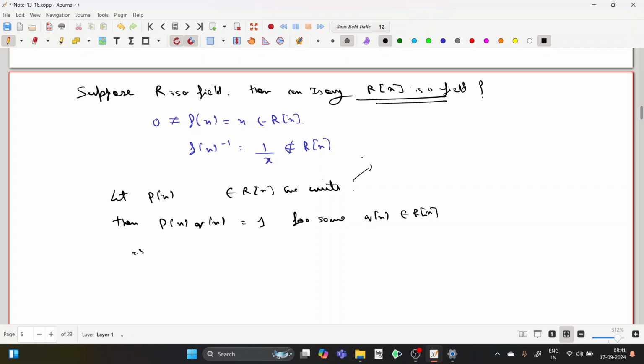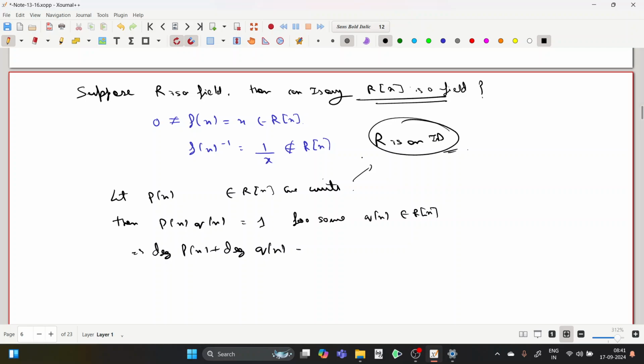The most it can be is an integral domain. So we start with R being an integral domain. Let p(x) be a unit. Since we are in an integral domain, we can talk about the degree of p(x) times q(x) being the degree of p(x) plus the degree of q(x).